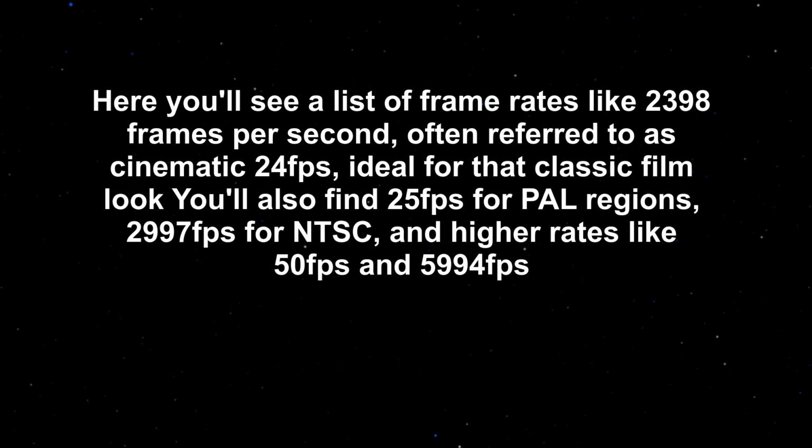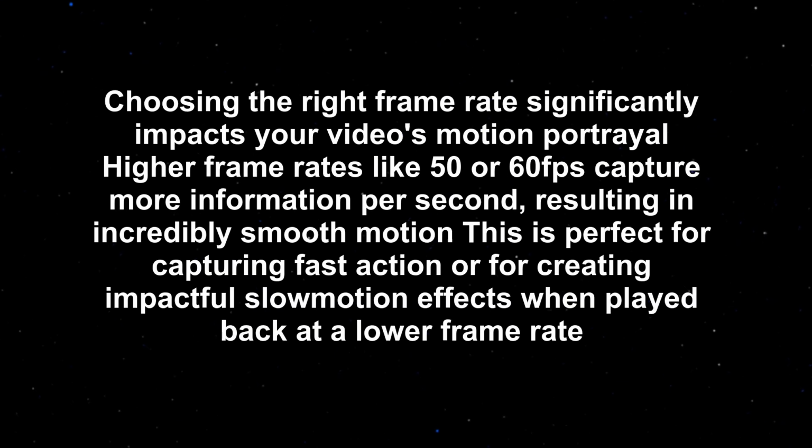Here you'll see a list of frame rates like 23.98 frames per second, often referred to as cinematic, to 24 fps, ideal for the classic film look. You'll also find 25 fps for PAL regions, 29.97 fps for NTSC, and higher rates like 50 fps and 59.94 fps. Choosing the right frame rate significantly impacts your video's motion portrayal.